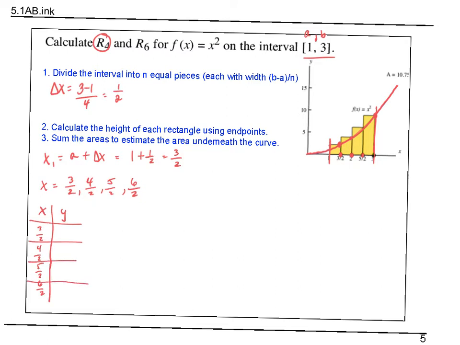Right? So we obtain those by taking 3 halves, 4 halves, 5 halves, 6 halves, and plugging them into f of x equaling x squared. Right? So if I take 3 halves and I square it, I get 9/4. And if I take 2 or 4 halves and I square it, I get 4. If I take 5 halves, I get 25/4. And then 3 squared is 9. So those are the x values and the y values. The y values, again, are the heights of the rectangles.